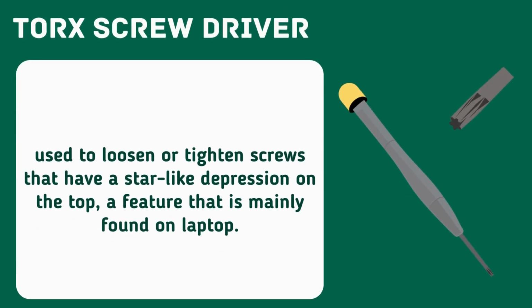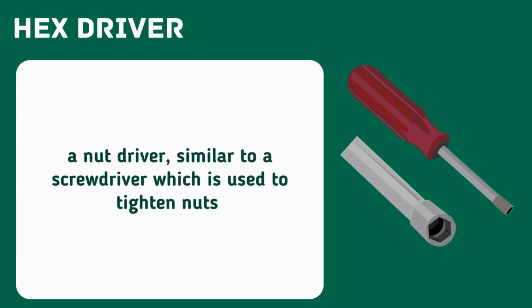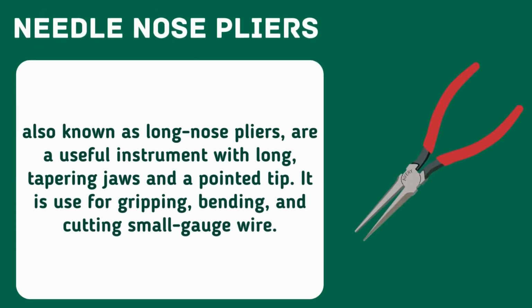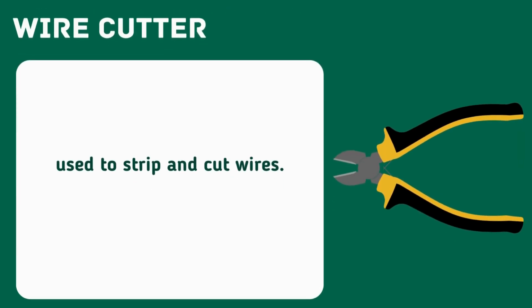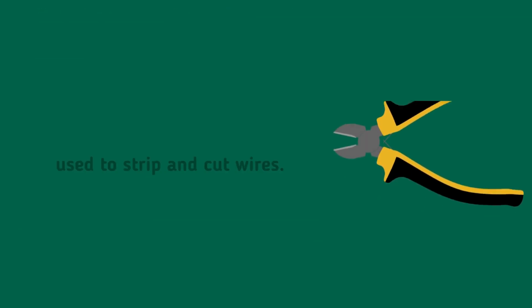Torx screwdriver, used to loosen or tighten screws that have a star-like depression on the top, a feature that is mainly found on laptops. Hex driver, a nut driver, similar to a screwdriver which is used to tighten nuts. Long nose pliers are a useful instrument with long, tapering jaws and a pointed tip. It is used for gripping, bending, and cutting small gauge wire. Side cutter / wire cutter, used to strip and cut wires.